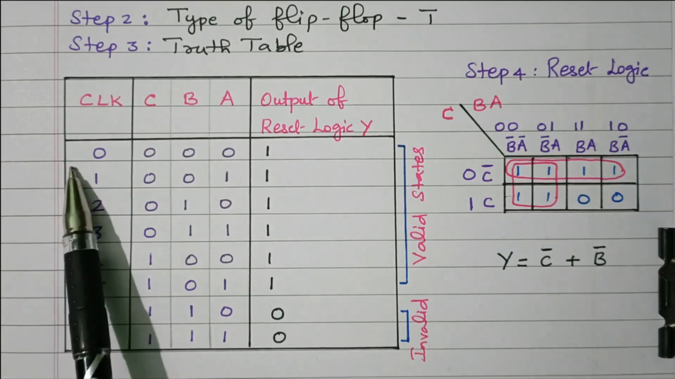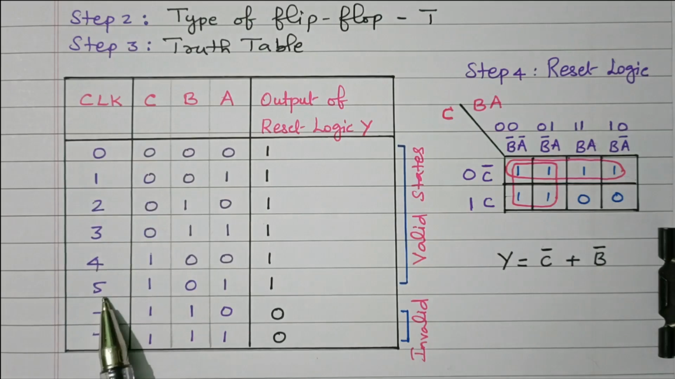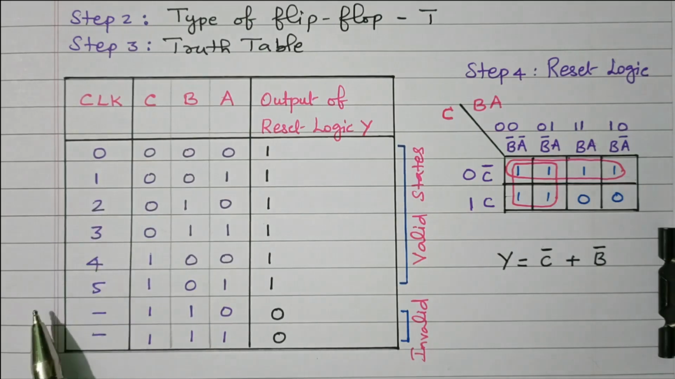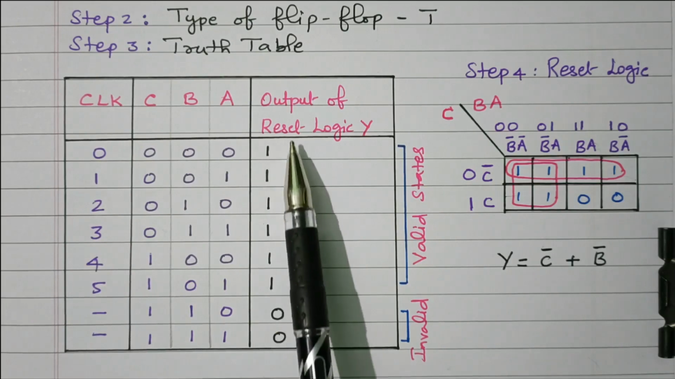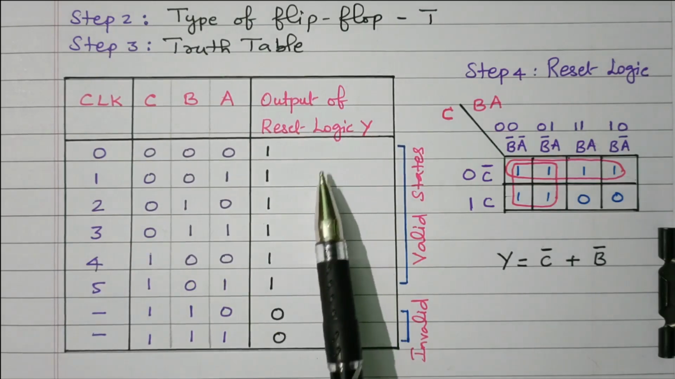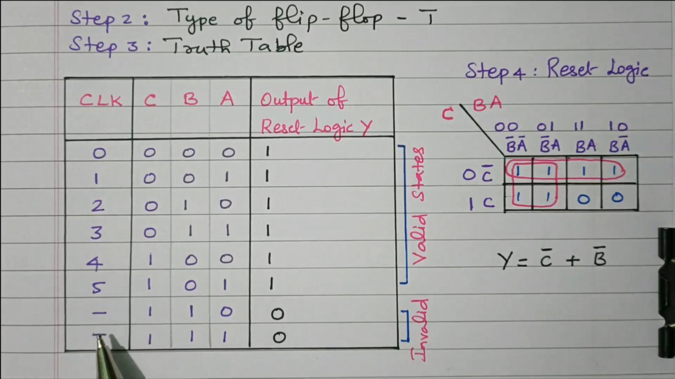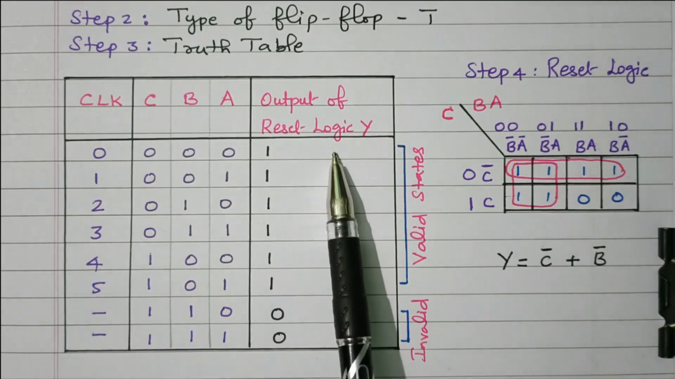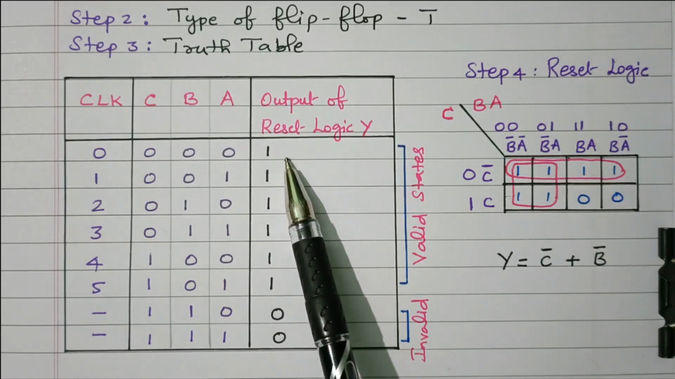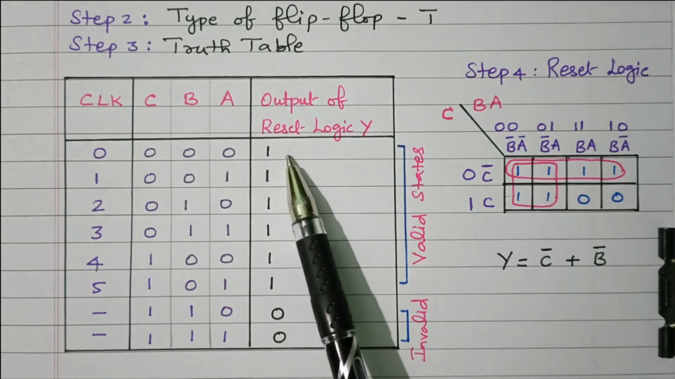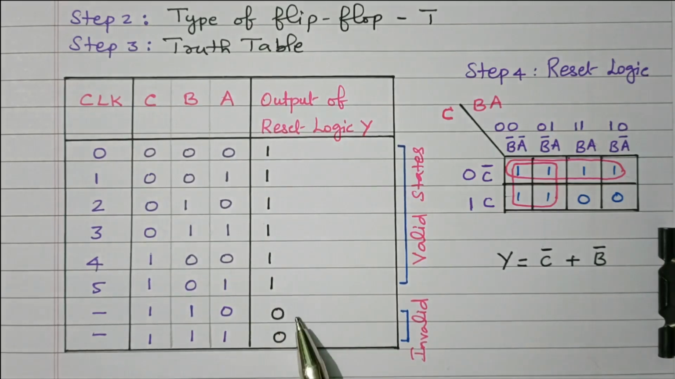Again we start from 0: 0, 1, 2, 3, 4, 5. Again it goes to 0. 7 and 8 are disabled. That is done by the output of the reset logic. After 5, we need to reset the flip-flop so that it will go to 0. So we can use reset logic. From 0 to 5, the first 6 states, it is 1. For 7 and 8 it is 0. When it is 7 and 8, it should reset to 0.